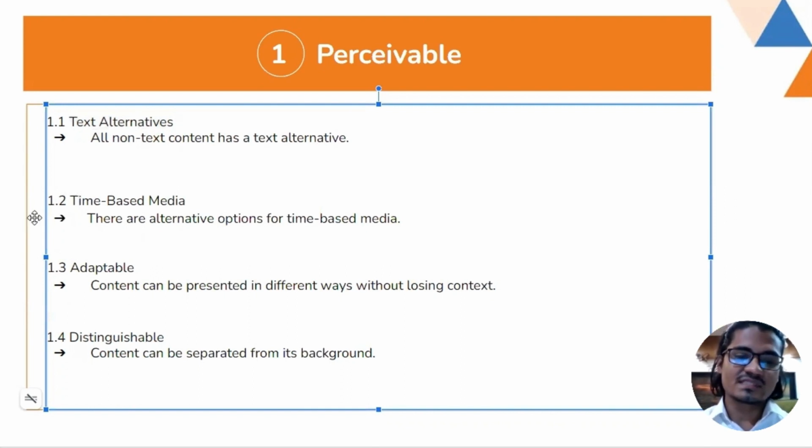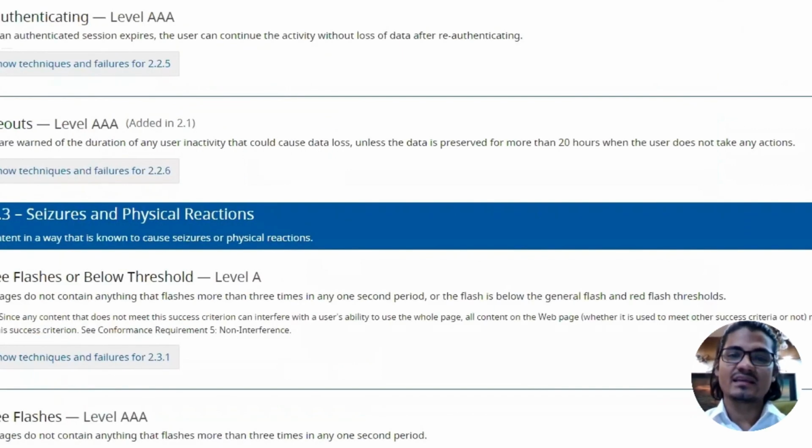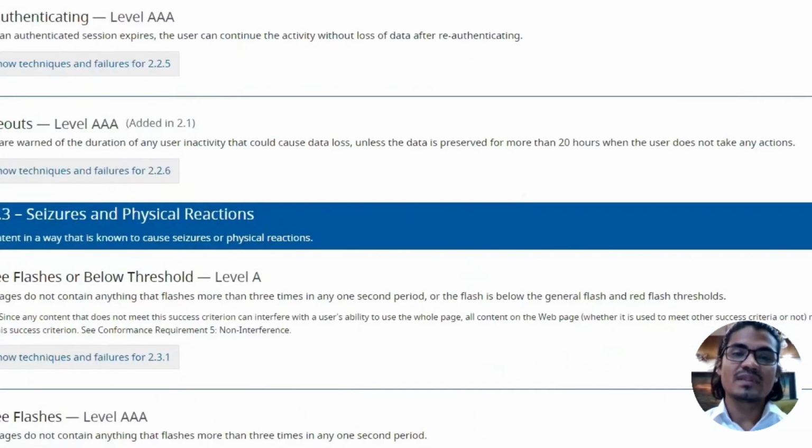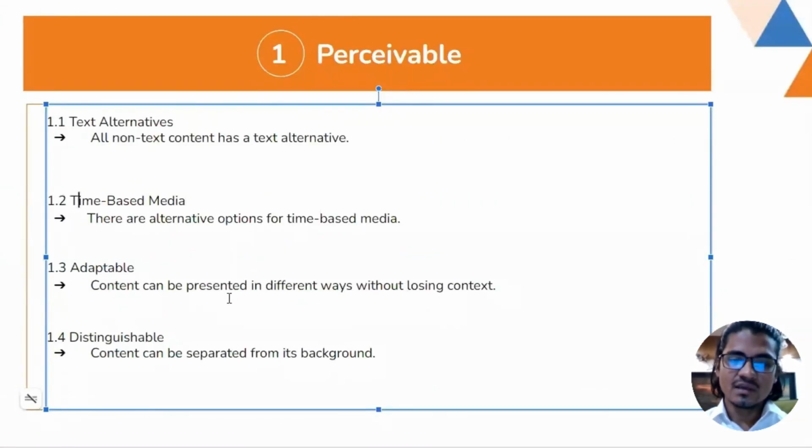So the second point is time-based media. So what is time-based media? Time-based media means any content that has any kind of animation or anything. It has to have a pause and play option, because any content that has more than 5 seconds of animation has to give an option that they can pause and play.